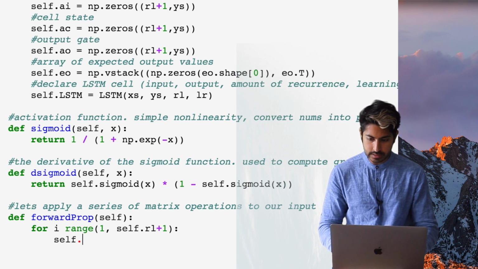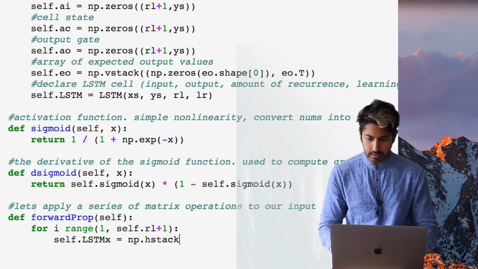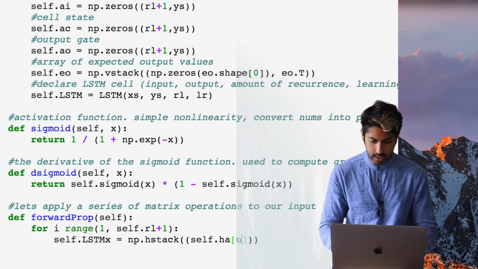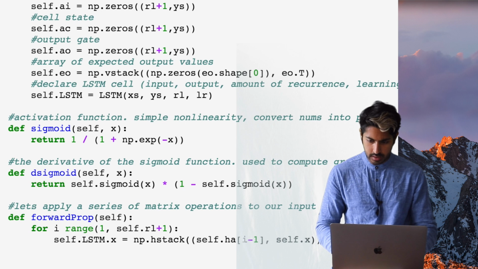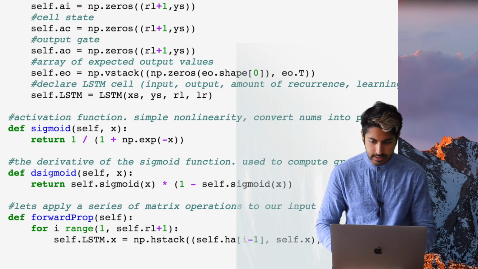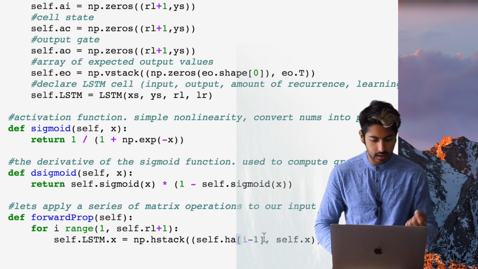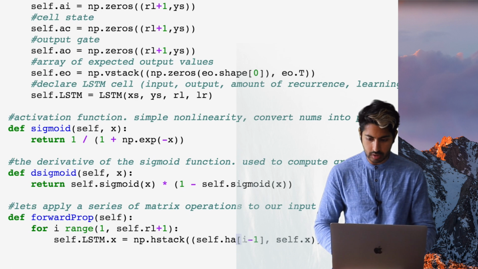we're going to set the input for the LSTM cell, which is a combination of inputs. Which we can do with the hstack function of numpy, and we'll say I-1, and then self.x. LSTM.x equals np self.da. And so this is how we set inputs for the LSTM cell. It's a combination of inputs from the previous output and the previous hidden state right here, right? So that's us initializing our LSTM cell.